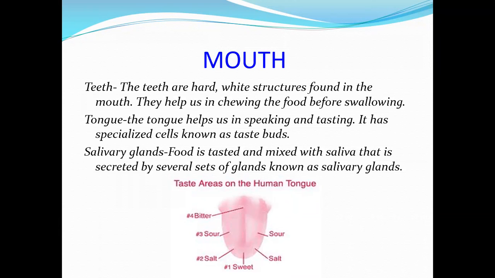Now, the mouth has teeth, which are hard, white structures used for breaking down and cutting the food before swallowing, and the tongue is for tasting and speaking. This is the mouth.